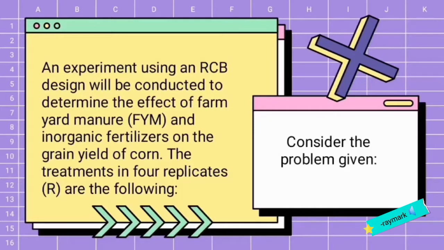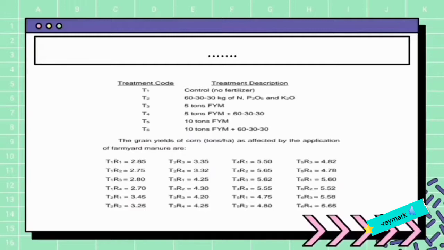An experiment using an RCB design will be conducted to determine the effect of farmyard manure and inorganic fertilizers on the green yield of corn. The treatments in 4 replicates, or our blocks, are the following. These are the data or information based on the given problem. So, we have the treatment code and the treatment description.